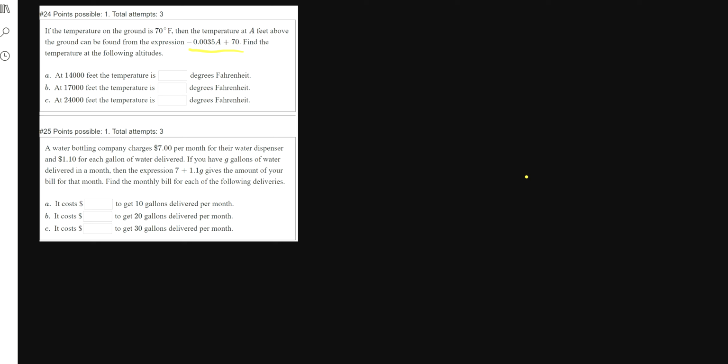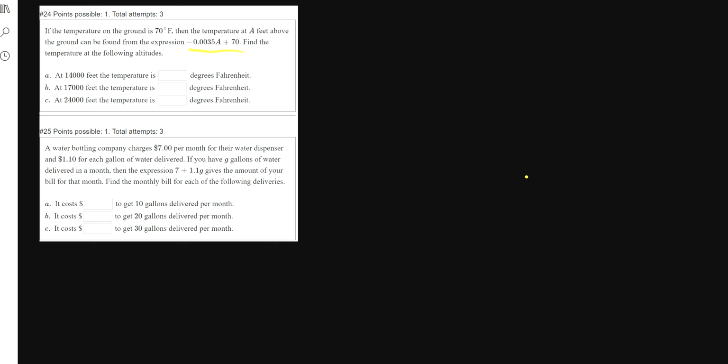24 is about if the temperature on the ground is 70 degrees, then the temperature at A feet above the ground can be found from this expression, negative 0.0035 times A plus 70. Find the temperature at the following altitudes. So this is a problem where all we have to do is plug in the 14,000 feet, because that's what the altitude is, and that's what A stands for. So we're just going to substitute 14,000 feet for A.